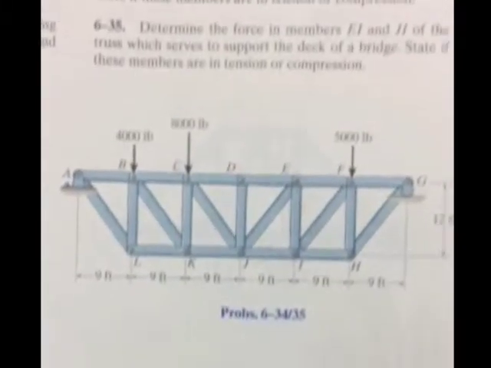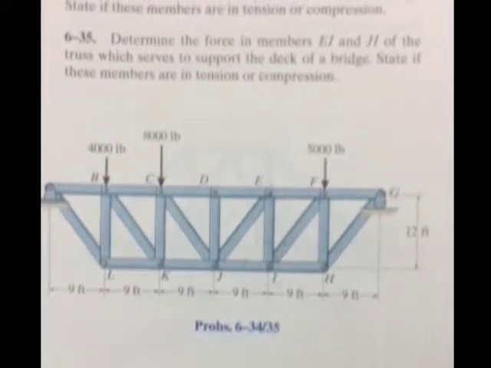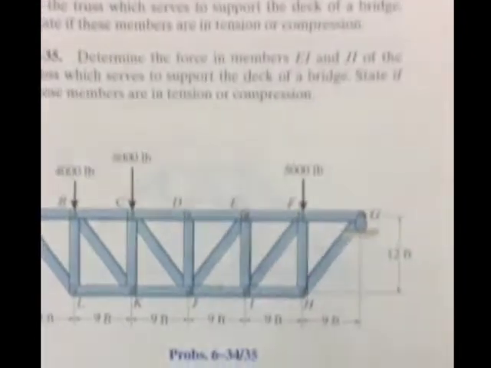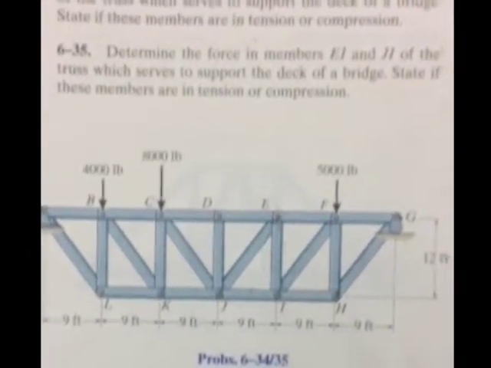Chapter 6, problem number 35. Let's take a look at it. And this is the problem we're going to be working on. We're going to use the method of joints to solve for the force in members EI and JI.